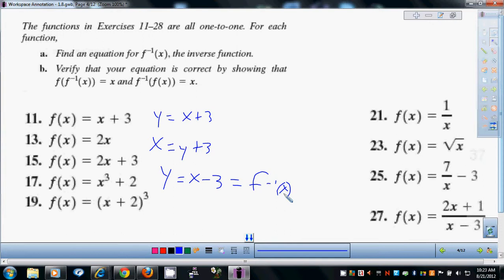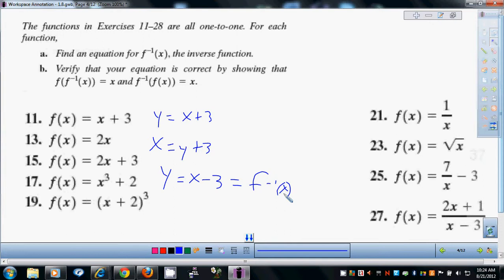Now, part B says verify that your equation is correct by showing exactly what you showed in the last slide. In the last few problems, you composed them back and forth, and that told you whether they're inverses or not. So they're saying check them again. I'm not going to require you to do that for 11 through 28, so please remember that so I don't have to answer that question 100 times later.